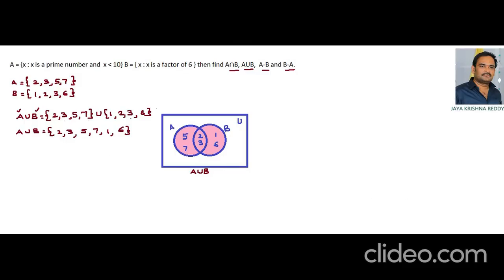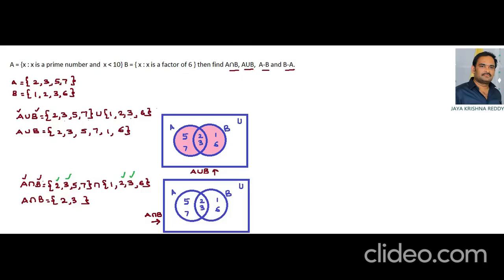Next we will find A intersection B. A intersection B equals, first write the elements of set A, that is 2, 3, 5, 7, and next the intersection symbol, and the elements from set B, 1, 2, 3 and 6. Then A intersection B equals, intersection means the common elements of two sets. What are the common elements in both the sets? 2 and 3. These are the common elements of the two sets. So A intersection B is nothing but 2, 3.